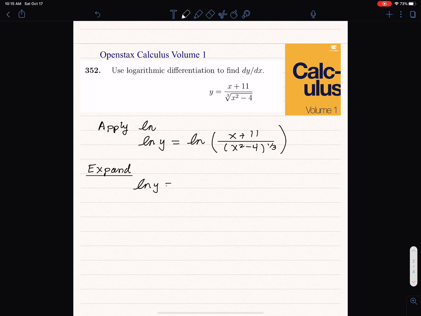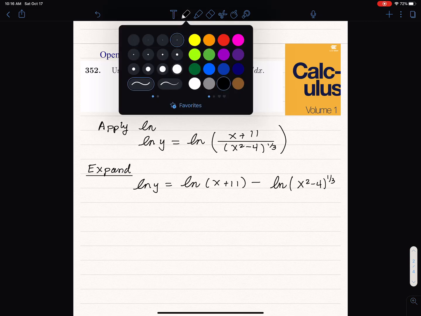Well, the first thing I see is that I have a logarithm of a fraction, a logarithm of a quotient. So I can break that up into two logarithms where I have a difference. So a fraction inside the logarithm becomes a difference on the outside. So that's what I'm going to do here. All right, so I just broke that quotient up into two logarithms and have a difference there.